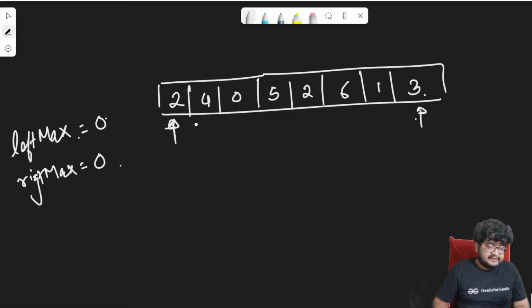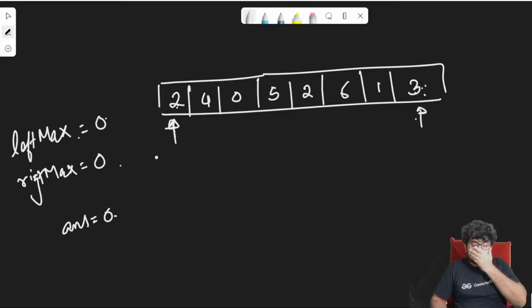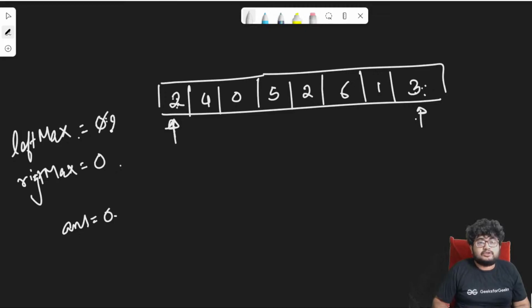Now we'll first check if the value pointed by the first pointer, ARR of ptr1, is less than the value pointed by the second pointer. 2 is less than 3, right? And also we have answer equals to 0. So we will check this with left max. Left max is 0 right now, so that means we cannot store any water on top of this. So we will just update the left max to 2 and we will do ptr1 plus plus.